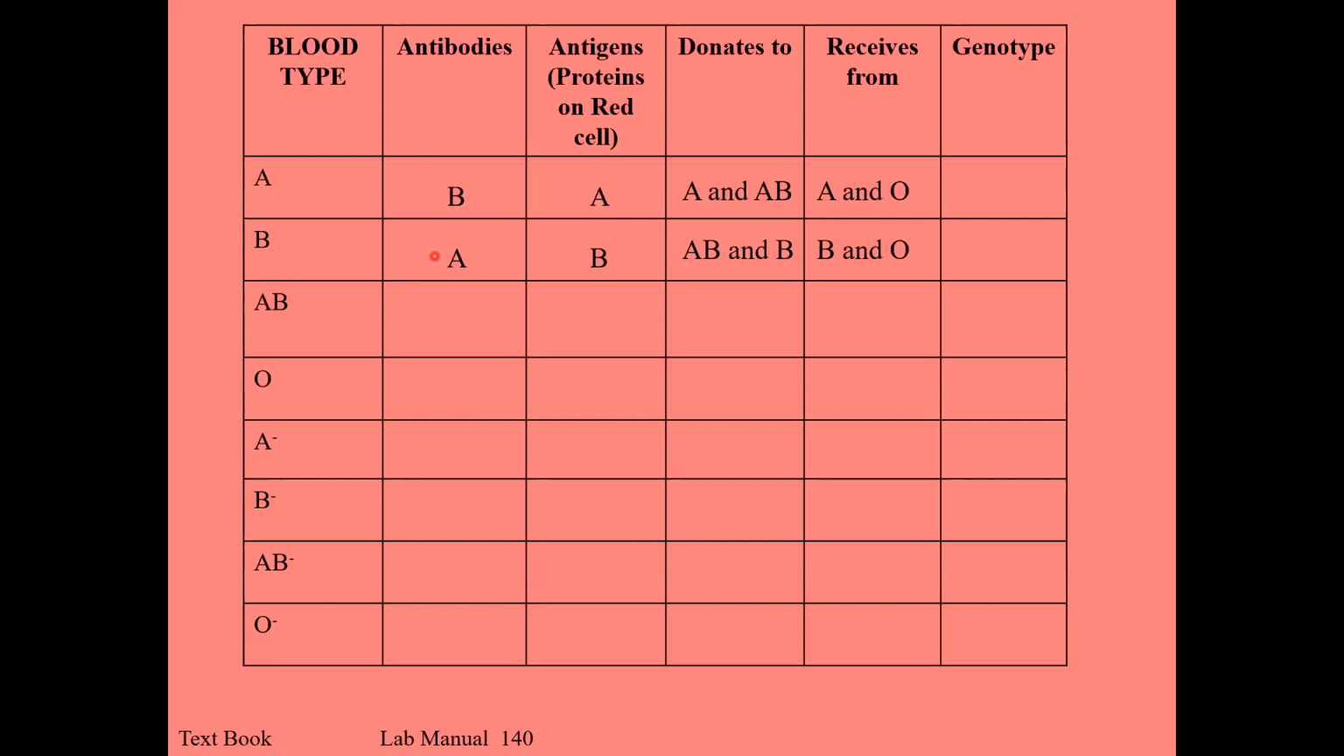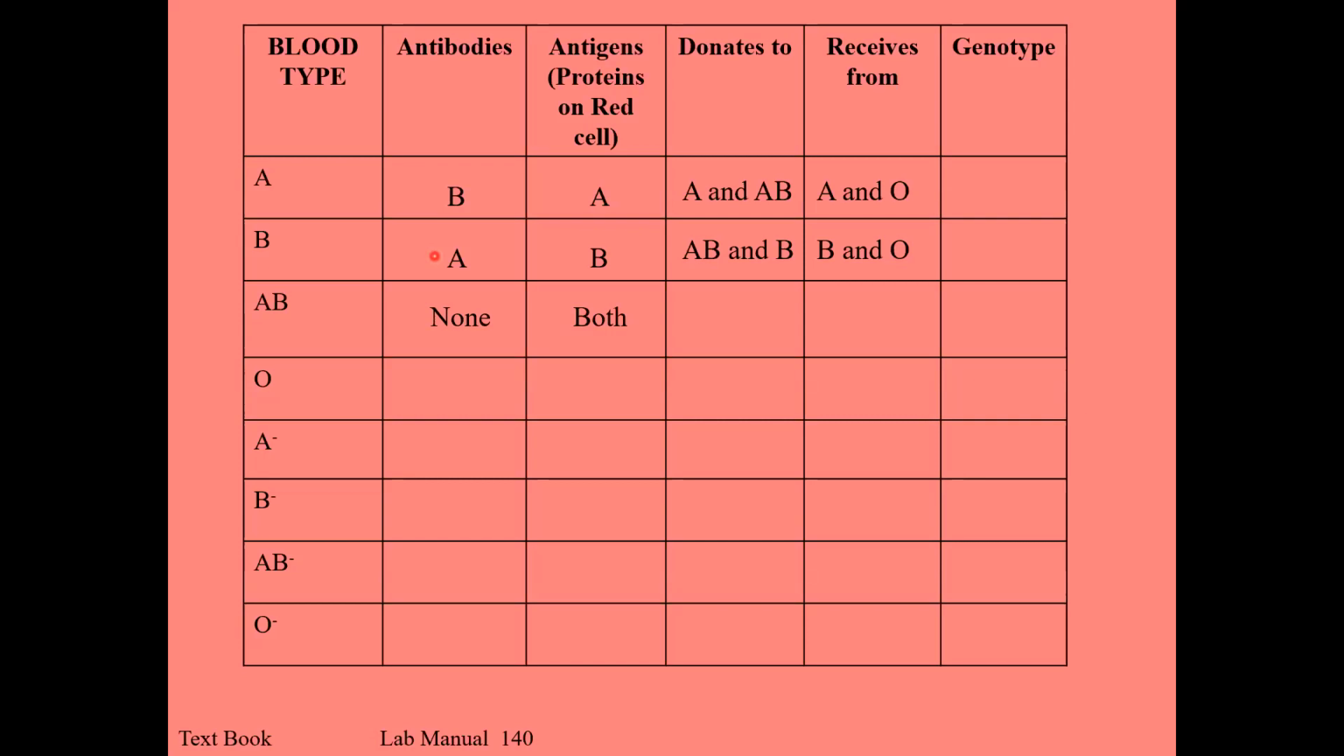What antibodies will AB have in their blood? I said it 30 seconds ago. None. AB has no antibodies. They're carrying both the antigens. What type of antigens do they have on their surface? Both A and B. Who can they donate to?